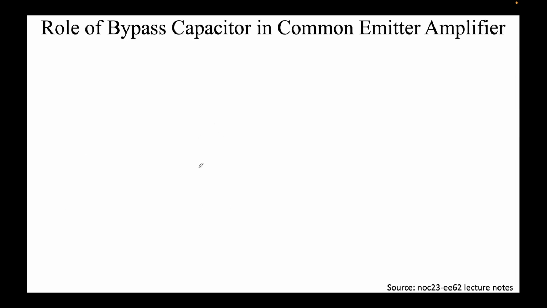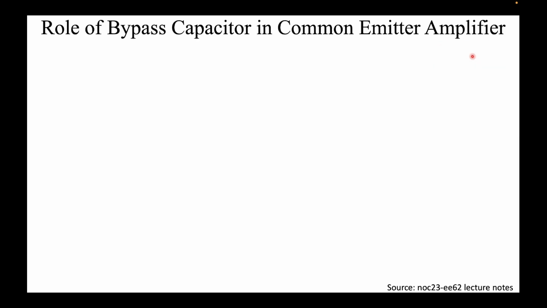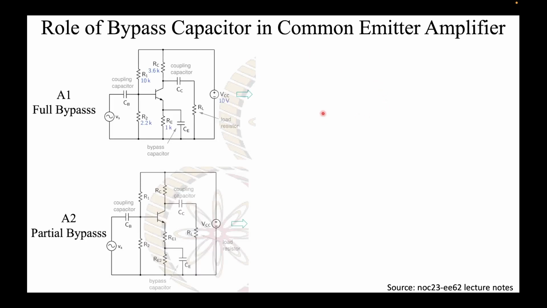So let's get started. In this case, remember the problem talked about bypassing, right? So we'll see what we mean by this term bypass. For this we need to study the role of the bypass capacitor in the common emitter amplifier. In the middle, this portion, is your typical common emitter amplifier, and this is also the AC counterpart over here.